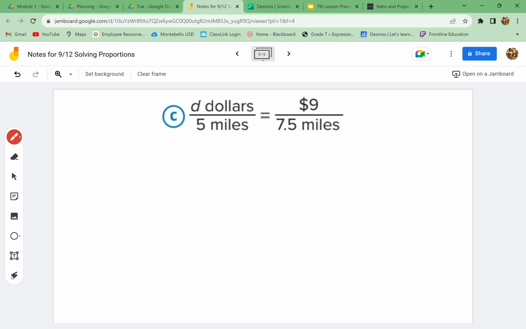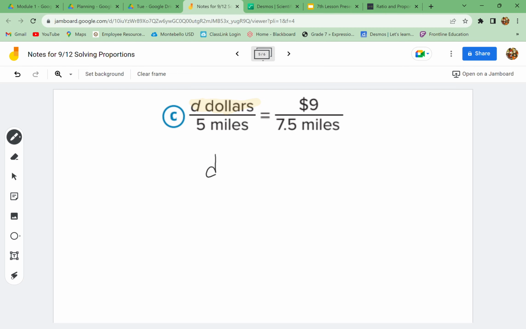This is our final example here on how to solve proportions. Okay, so again, what you want to do is identify your variable. Our variable is located right here. Notice it's the letter D, D for dollars. So I'm going to go ahead and set up my ratios here.